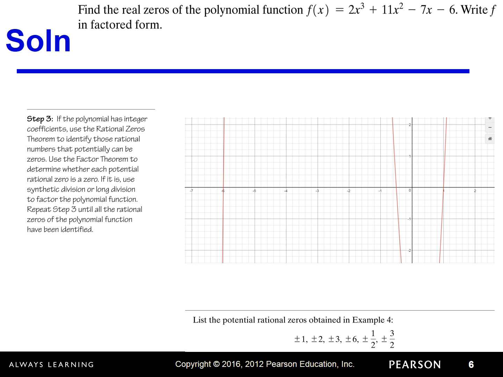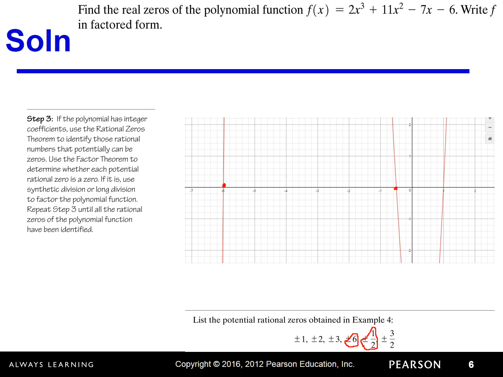So one potential rational zero is -6, because there's an x-intercept at -6. And -6 is on the list. So we're definitely interested in this one right here, -6. -1/2 seems that it might be one of them, and -1/2 is on the list. So we'll definitely be checking that.